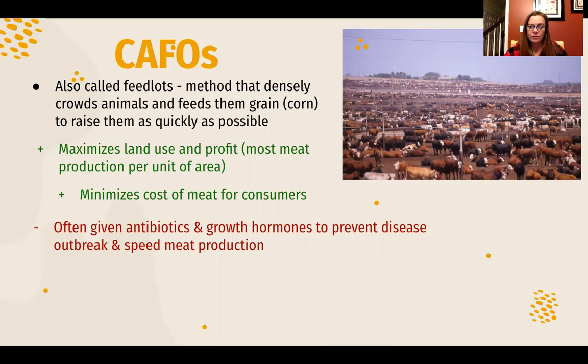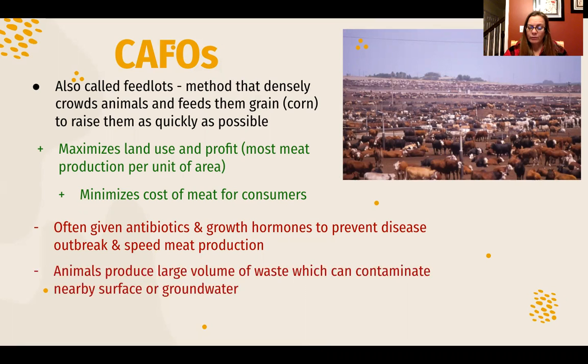Animals, particularly beef and pork, cattle and pigs, tend to be on low levels of antibiotics. Chickens legally cannot be fed antibiotics, so that's not an issue in poultry production, but it is an issue with beef and pork. In addition, very often they're fed growth hormones to speed that meat production, to make the animals grow a bit larger, faster.